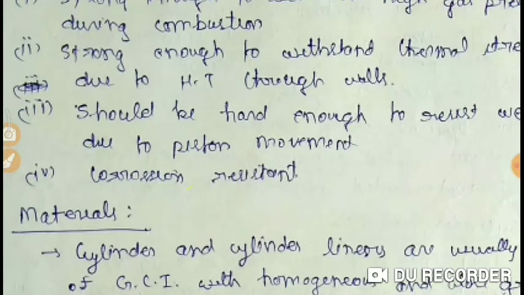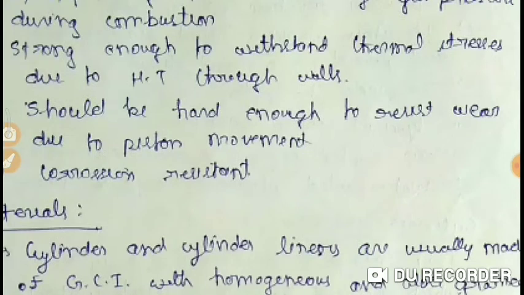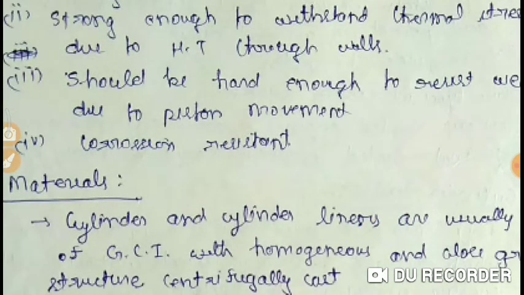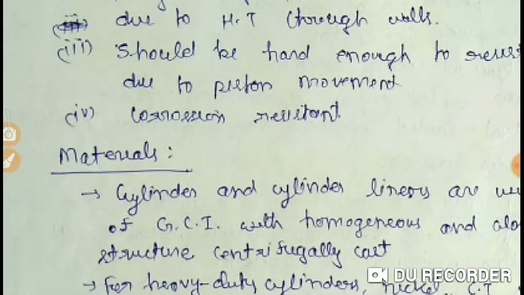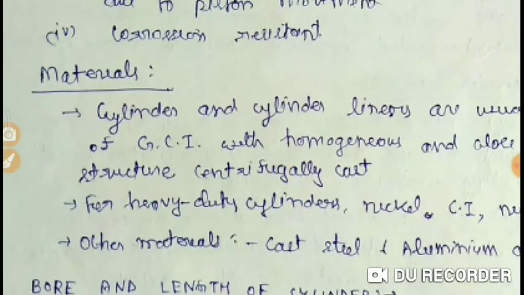Should be hard enough to resist excess wear due to piston and cylinder motion contact. Next is corrosion resistance. So these are the basic requirements of the cylinder and cylinder liner, and there are other requirements also, that it must be of material that has good lubricating properties, so that the piston and cylinder motion is very smooth. Okay, so these are simple general requirements of the cylinder and cylinder liners.